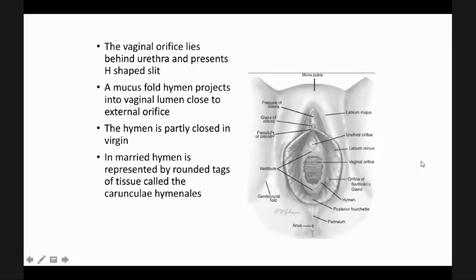A mucus fold, that is the hymen, may be present in the virgin female, which ruptures in the other female. In married females, this hymen is represented by rounded tags of tissue called caruncle hymenalis. Once there is sexual intercourse, this hymen gets ruptured and the remnant forms the caruncle hymenalis.